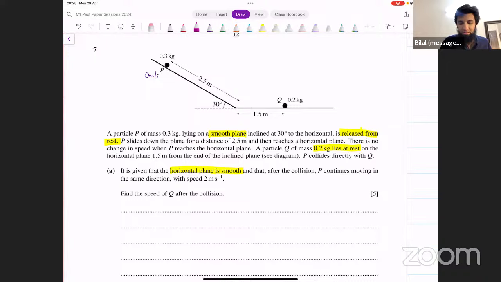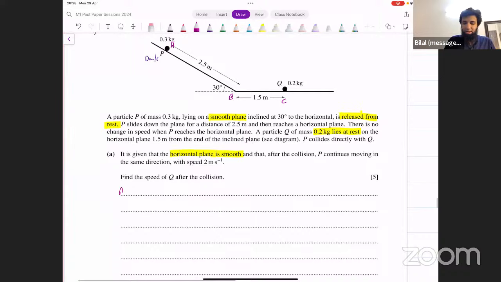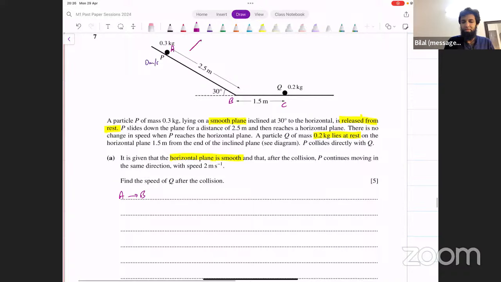Let's call this point where the particle P is starting from A, and then the bottom point where the horizontal plane starts, point B, and this point C, where the actual collision happens. So first of all, let's talk about A to B. For particle P, let's see what happens from A to B. What do we know about that? The inclined surface is a smooth surface. The inclined plane is a smooth plane.